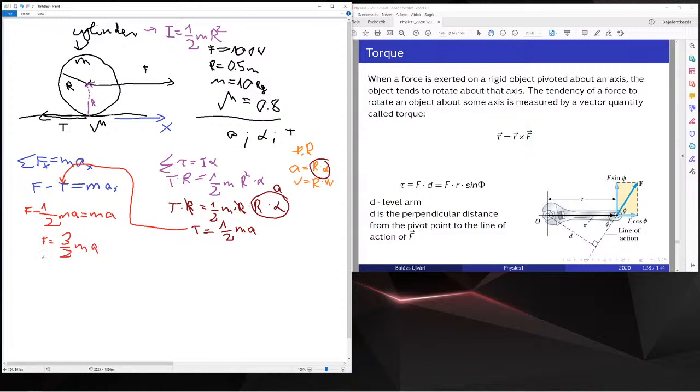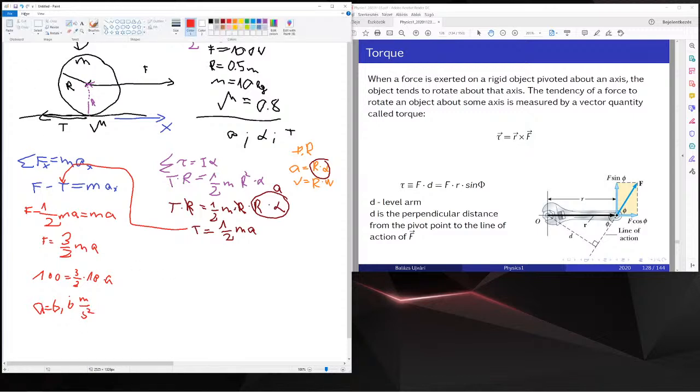a. And here we have only one unknown, since F is 100. This is 3 over 2 times 10 times a. This is 30 over 2, 1 half, 15, 100 over 15. A will be 6.6 meter per s square.